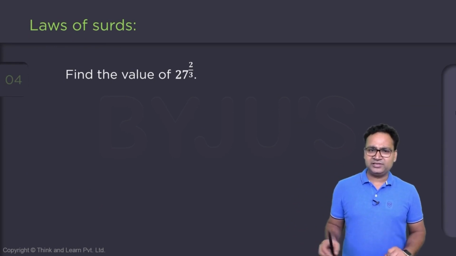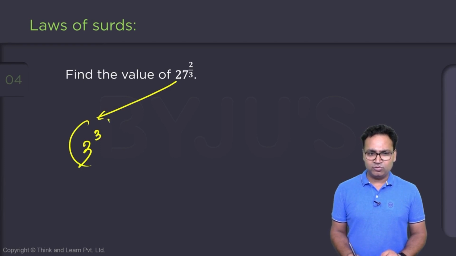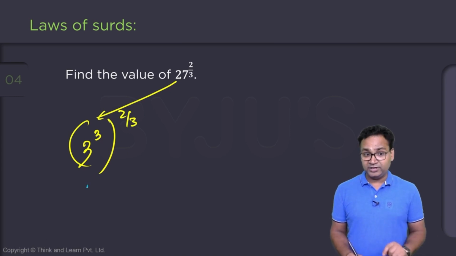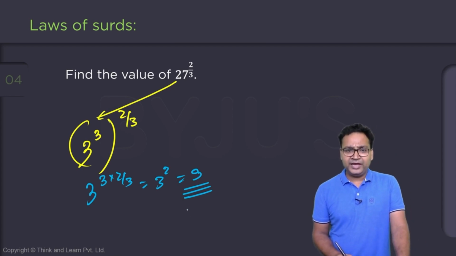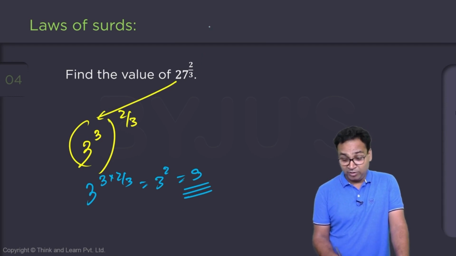This is the first question, guys. How to handle this? That's what I have told you: learn the powers. I can write 27 as 3 cube, whole power 2 by 3. Now you must be knowing the property of whole power. It is 3 power 3 into 2 by 3, so it is 3 power 2. So your answer is 9. I hope this is very clear. And if you know the properties, it becomes very easy for us, right? Especially in case of surds, it is very important.